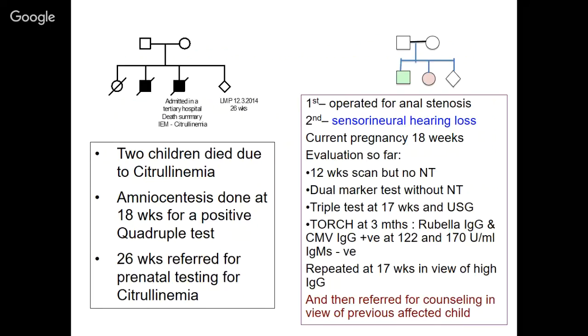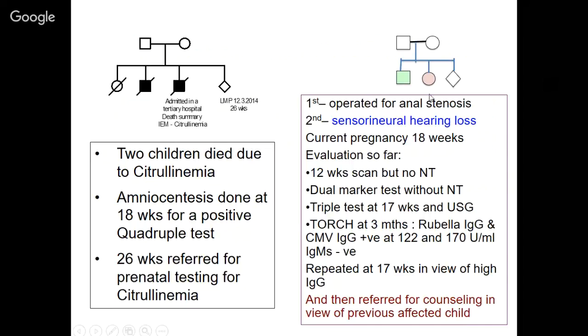It was only much later, at about 26 weeks of gestation, that it dawned on somebody that this was nothing related to the chromosomes, that this was a single gene disorder. And that was a higher risk for this fetus, a 25% risk, compared to the risk of a chromosomal disorder. And if you take the second family, the first child was operated for anal stenosis but was fine.